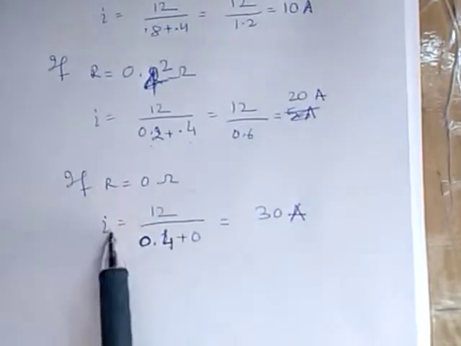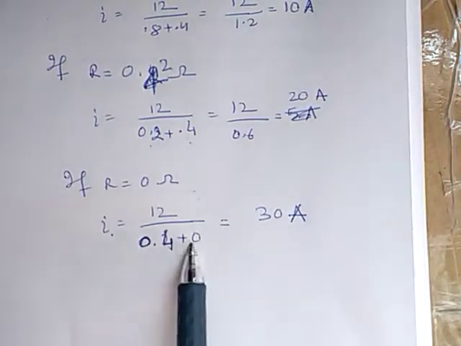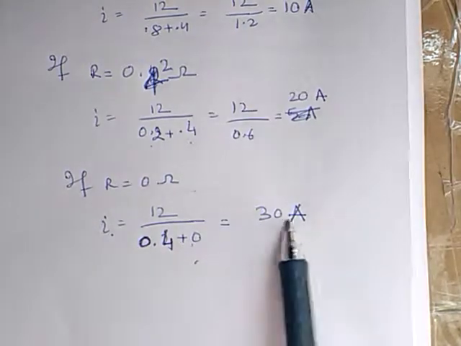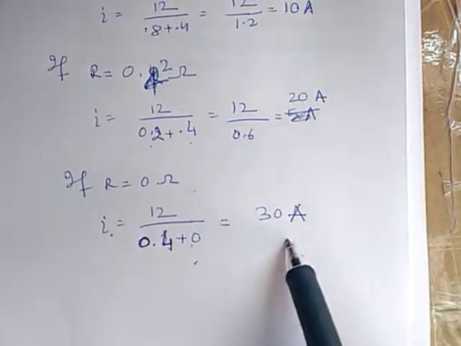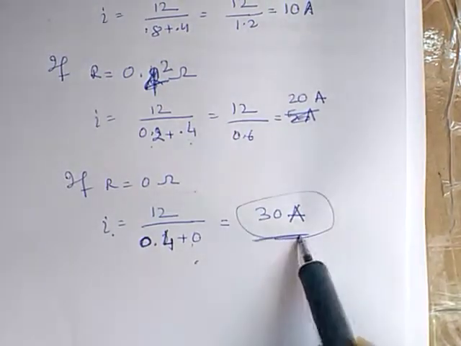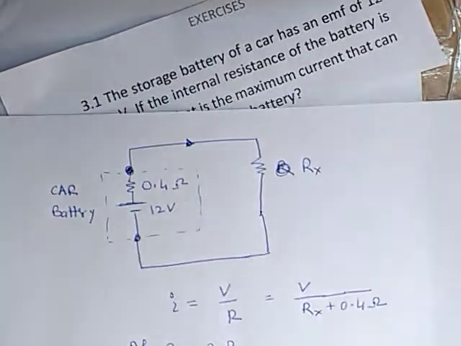In this case, if R is equal to 0, the current is going to be I equal to 12 divided by 0.4, or 30 ampere. So we can expect that if we want to draw more than 30 ampere of current through this battery, it is not possible. It is limited by the internal resistance of this battery.